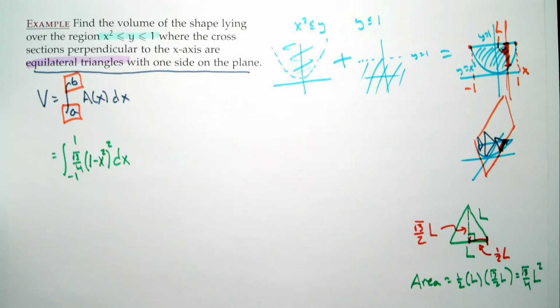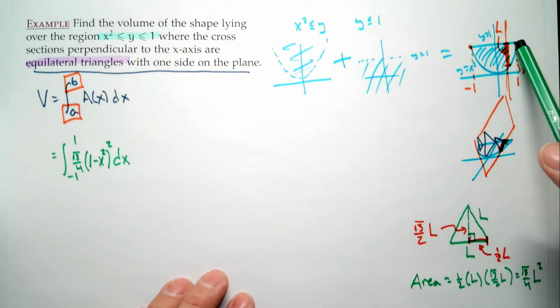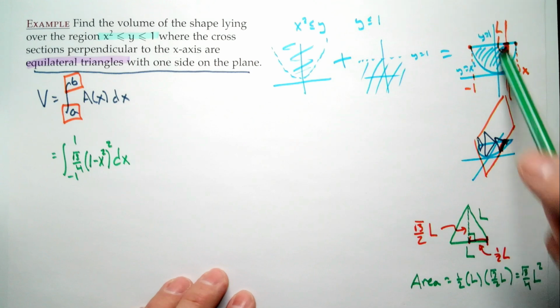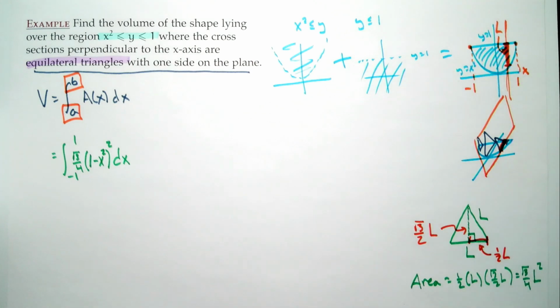All right, that's the hard part. I have to figure out, okay, what's the right length for one side of my triangle? And it's going to vary. Because if you come over to the edge, your triangle is very tiny. In the middle, it's much bigger. So you have to remember, it's varying with L.